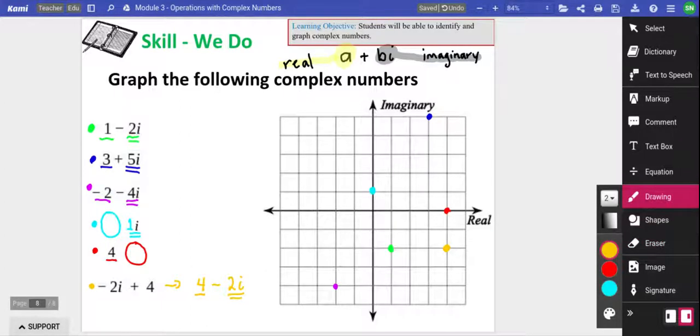Whenever you're rearranging problems like this, you have to make sure that whatever sign is assigned to the imaginary stays with the imaginary, and whatever sign was assigned to the real stays with the real. In this case, I didn't write the plus, but that 4 is a positive.